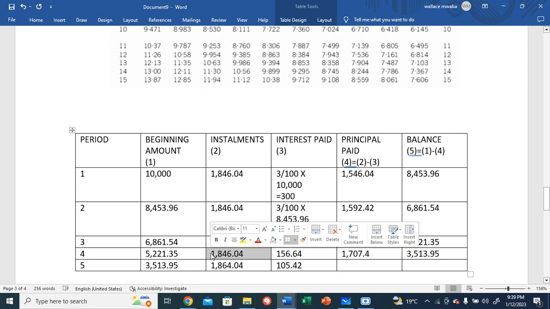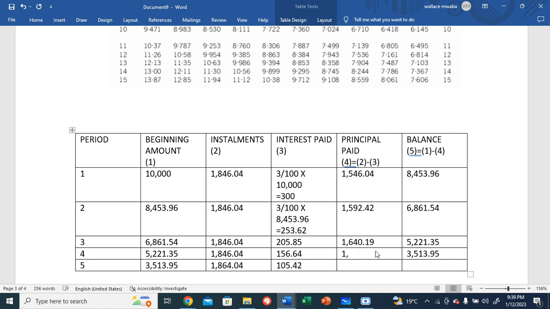So 1,846.04 minus 156.64. Okay, so you're supposed to get 1,689.4. Are we all getting this, colleagues? Let's see. So it was just here and here where it was transposed.